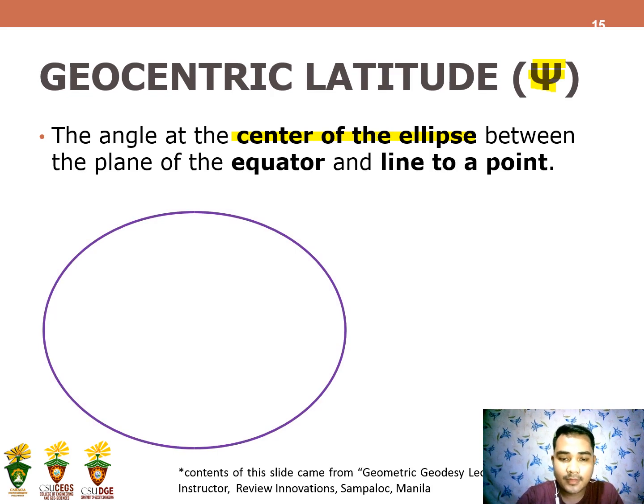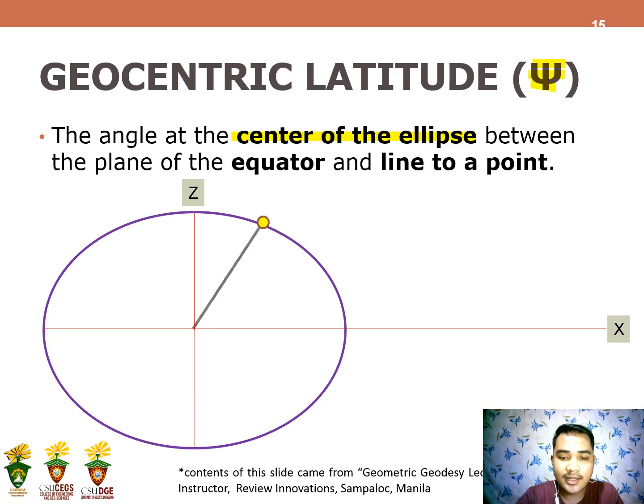For illustration, we have here an ellipse, and the z-axis. We also have the x-axis and the point for which we want to get the location, the geocentric latitude. The line goes toward the center of the ellipse, and the equator, between the plane of the equator and the line of the point. This is the line of the point, this is the equator. Therefore, the geocentric latitude is this angle. That is it for geocentric latitude.